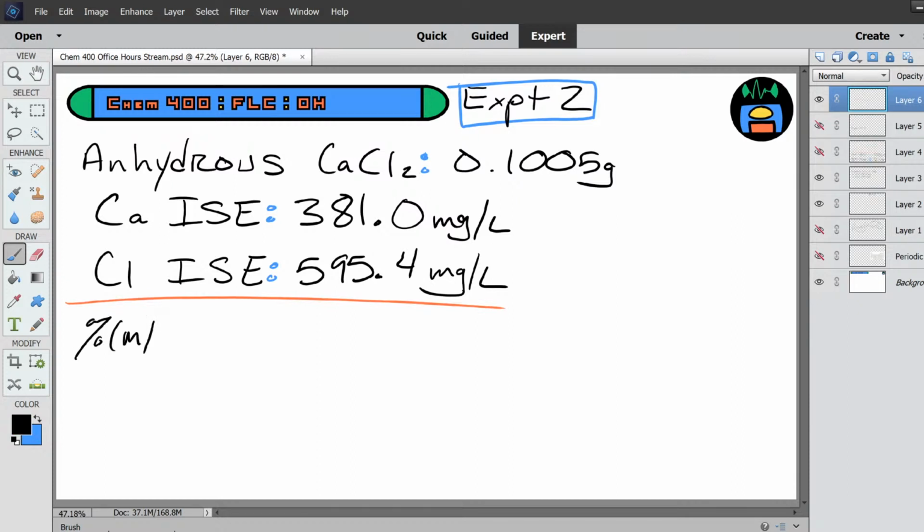Our percent by mass of chloride ions will equal our grams of chloride over our grams of calcium chloride. Again, we know our mass of anhydrous calcium chloride. We need to use our ISE to determine the mass of chlorine. So let's take a look.